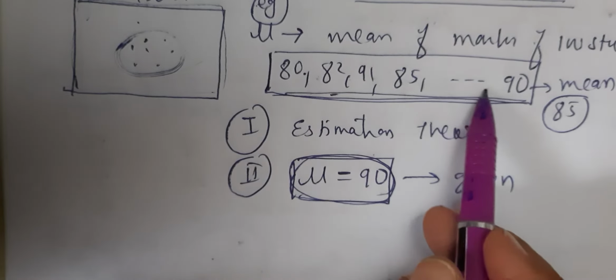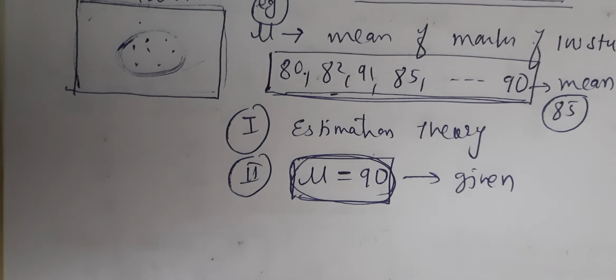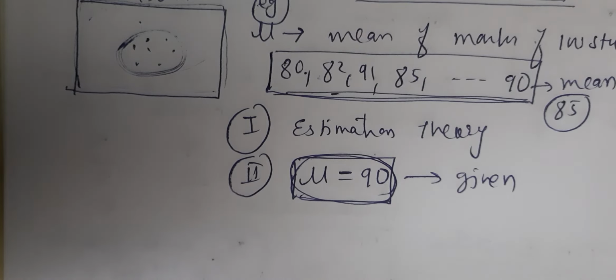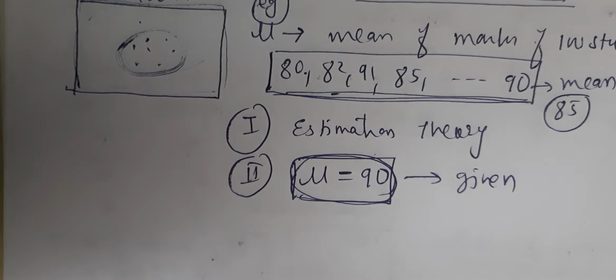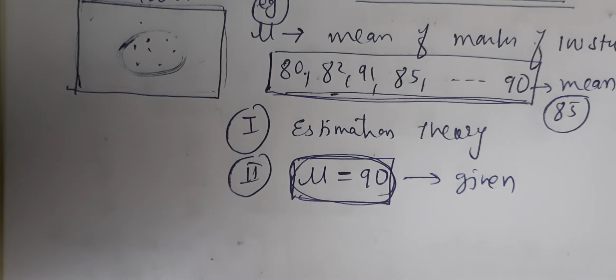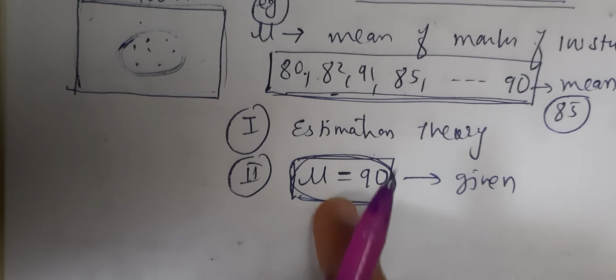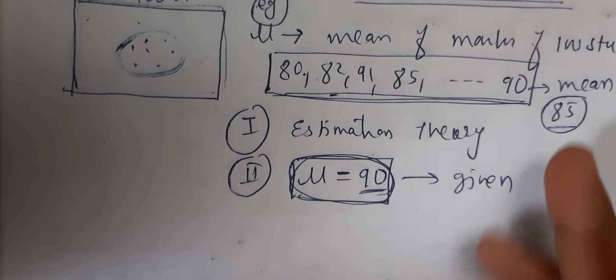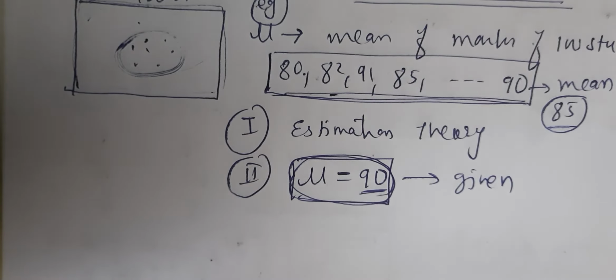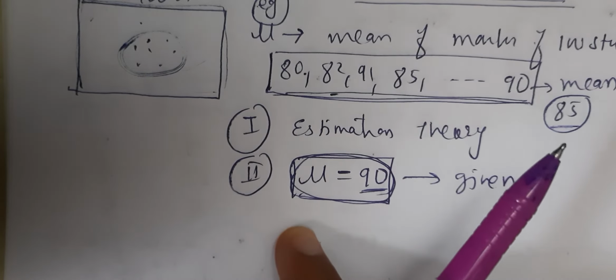If I have picked up a sample and found their mean is say 85, 86, 87, obviously the mean of these 10 objects cannot be equal to the mean of the entire population, but it will be somewhere near this value. Say I got 85 here and this is 90, so at least it is a bit closer to 90. So we may conclude yes, mu equal to 90 is possible.